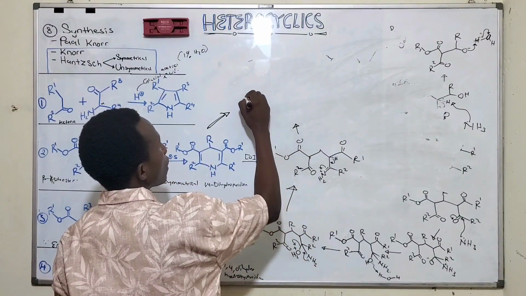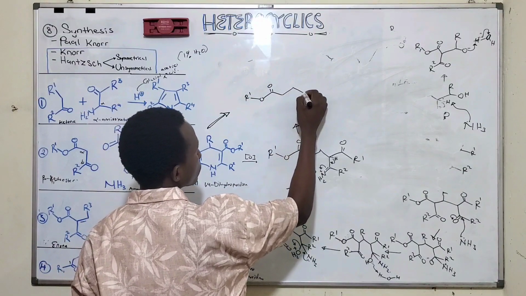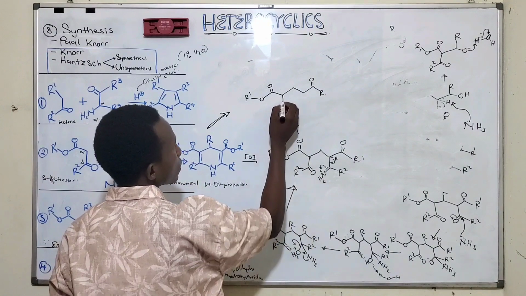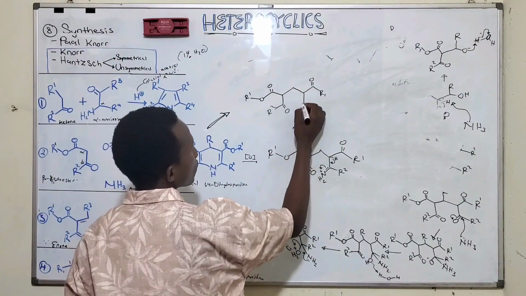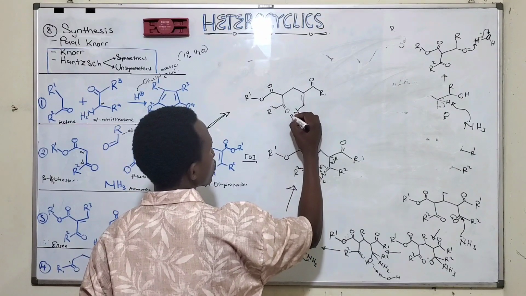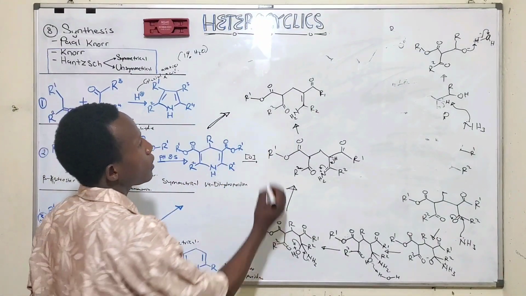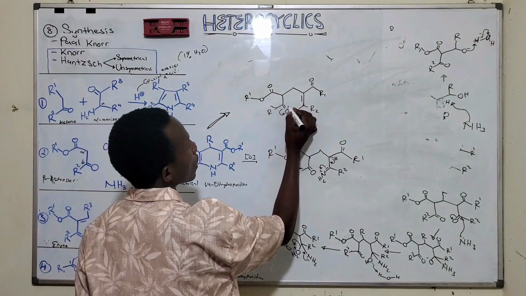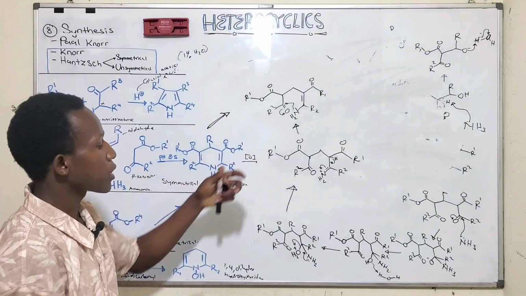So we have R1, oxygen up, and R1. Here we have R2 with oxygen. We have formed a double bond there, and NH2, then R2. So this is what we are having. Oxygen pulls electrons. As it pulls electrons, it creates a carbocation. Nitrogen attacks that carbocation. So we are closing the ring.